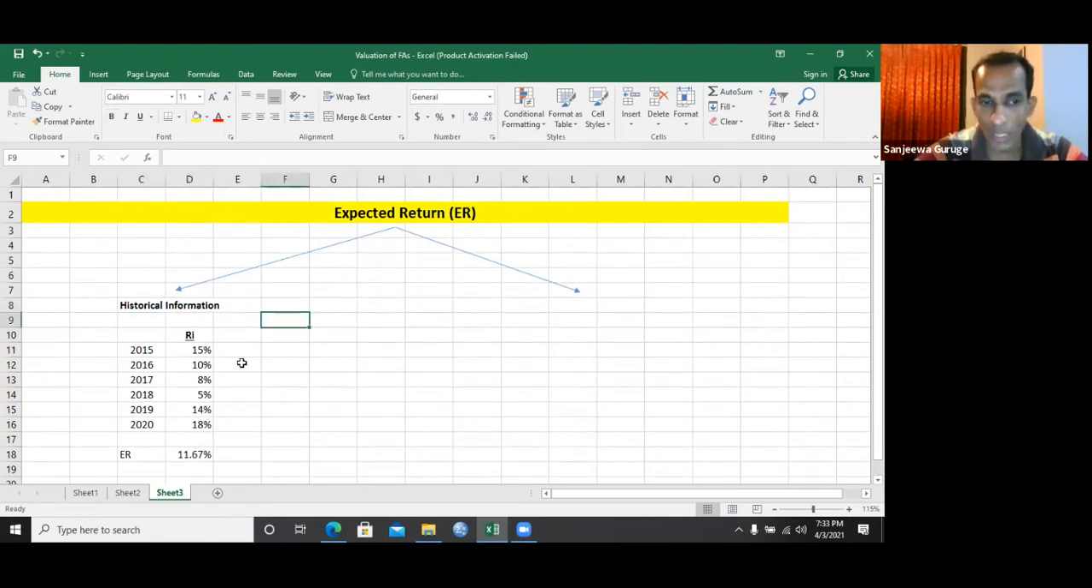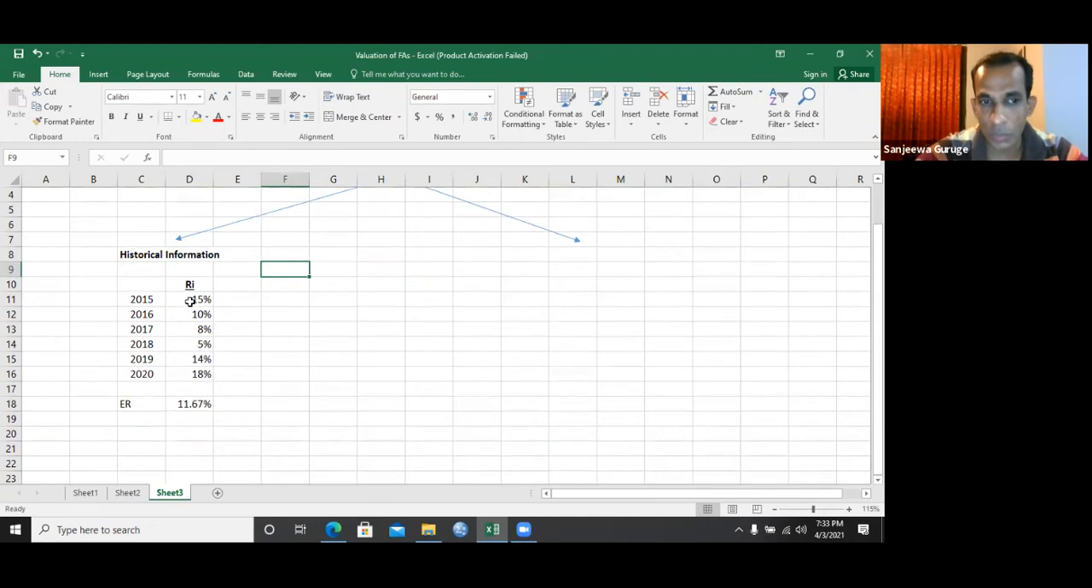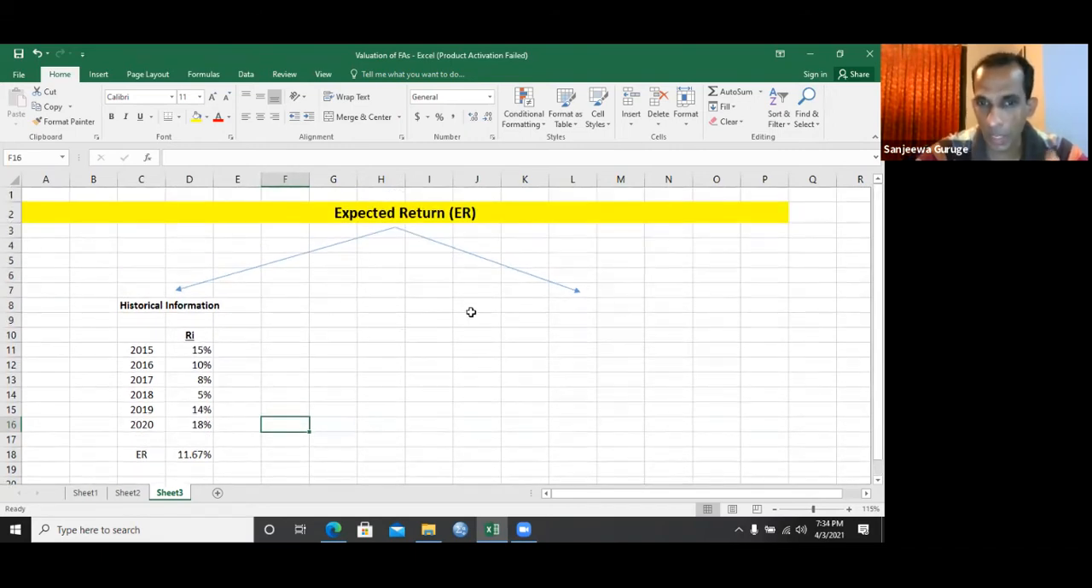So on average, based on the information for the last 6 years, we can get a return from this asset closer to this. That is the meaning, right? And another approach, the other approach, is to use estimated data.